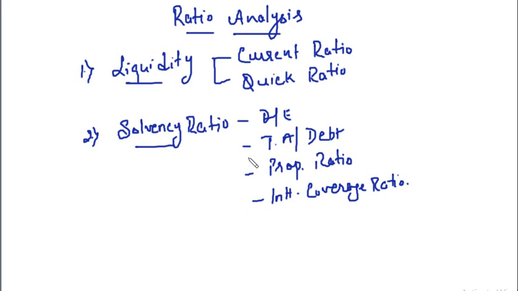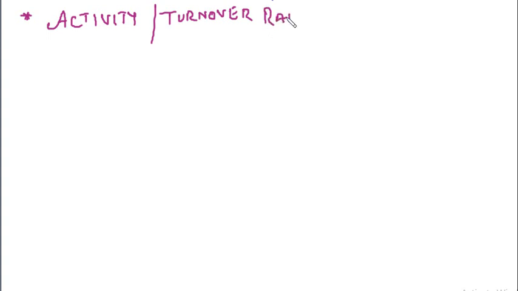Now in this lecture we are going to start with another type of ratios, that is activity or turnover ratios. Activity or turnover ratios, right? Now, first of all, we'll try to understand what is the relevance of these activity or the turnover ratios. Why are these ratios helpful for the business?